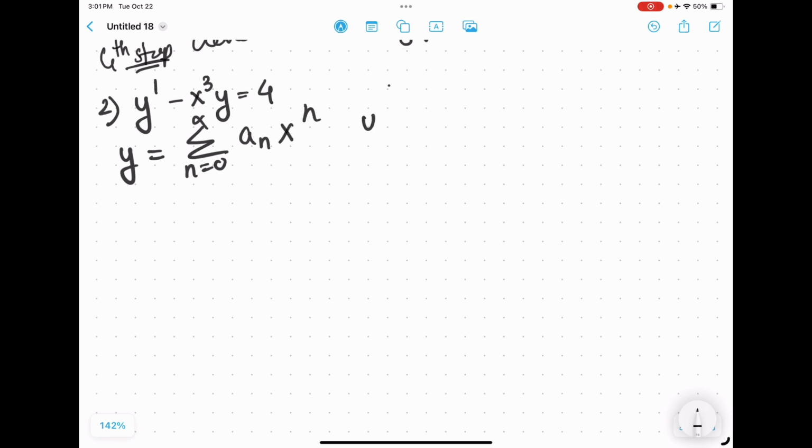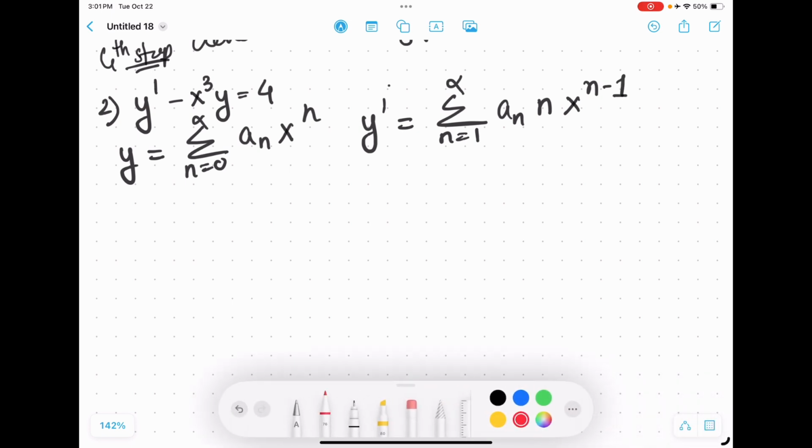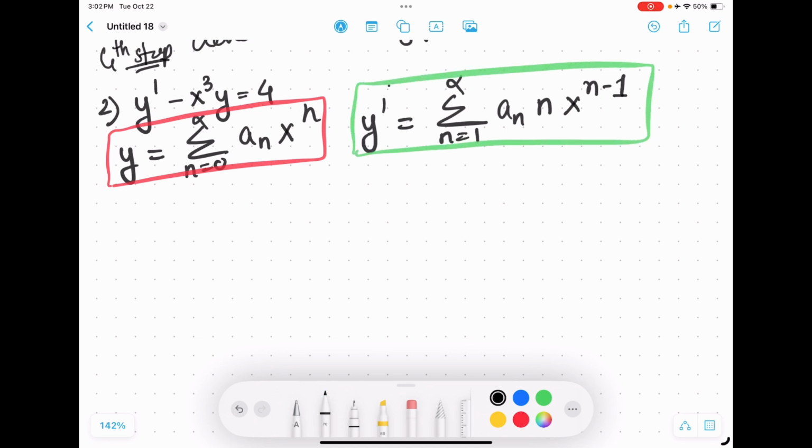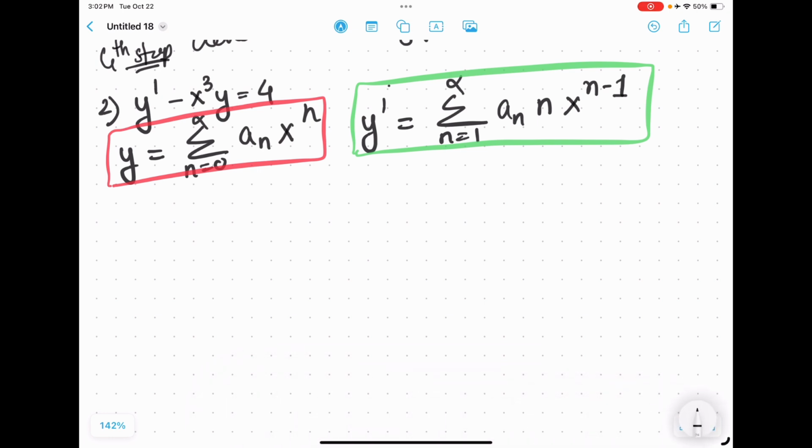And then I have my y prime, which is the summation n equals 1 to infinity a sub n times x to the power n minus 1. All right. So now we have these two, again, drawing my boxes. Now we are going to plug these two into my differential equation, okay?